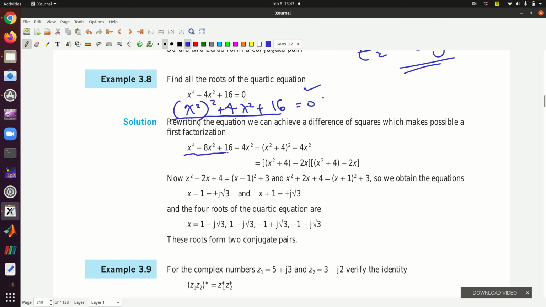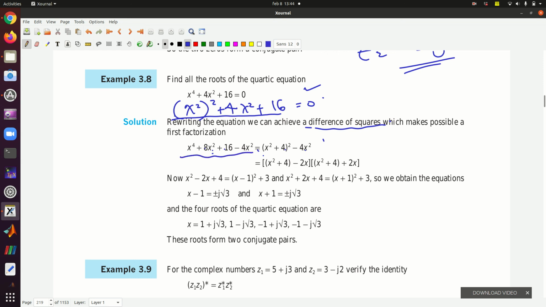So what do they do anyway? You have x squared plus 4, squared, minus 4x squared. They use the difference of two squares. You reduce that, then again you have a difference of squares. But how do you come from this to that? You come from this to that by this plus 8x squared plus 16 minus 4x squared. Whatever way you can get to this.